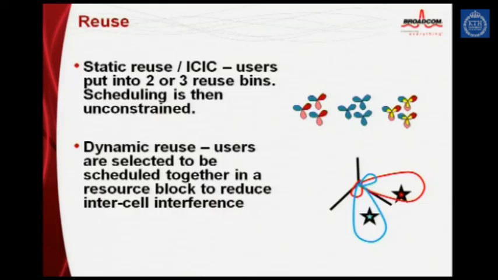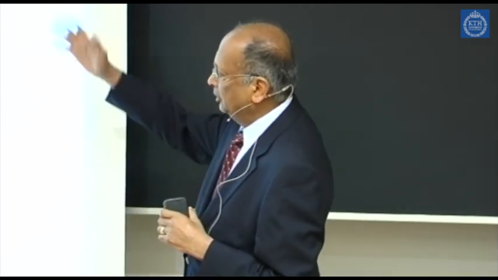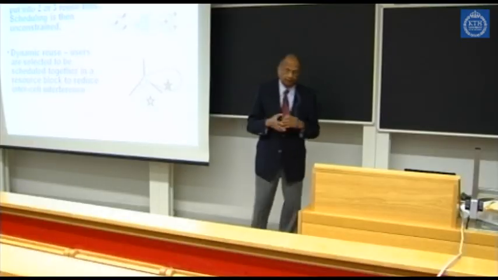And the whole idea of dynamic reuse was, instead of creating bins and then assigning users to bins, you invert the problem and bunch together users who don't naturally interfere very strongly. It turns out these problems are all non-convex, so you have to use very complicated ways of finding these groups and doing this properly. But it seems the way to go, and I think we have some numbers to show that if you go from here to here, you can buy some capacity. Not a whole lot, but some capacity, at a very high level of complexity and required inputs.